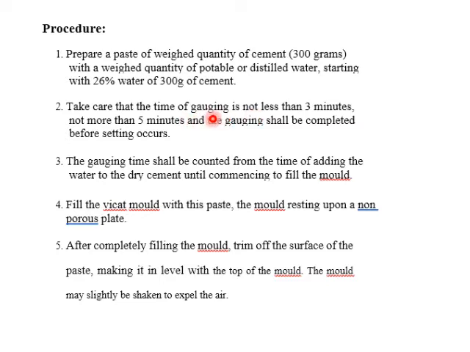So this gauging time is between the time when you add the water to the cement till when you keep the mold ready inside the VCAT apparatus. That duration is called the gauging time. And it should not be less than 3 minutes, it should not be more than 5 minutes. So between 3 to 5 minutes you should add the water, mix it well and keep it in the VCAT mold. That's how the procedure is.